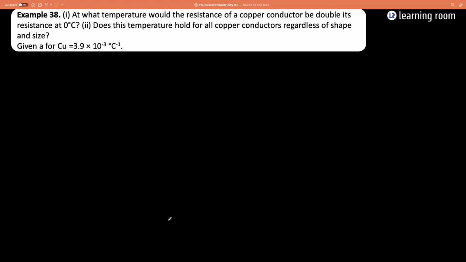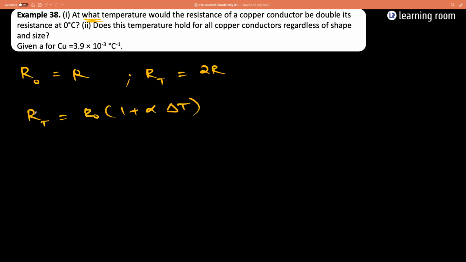Okay. So at what temperature would the resistance of the copper conductor be double its resistance at 0 degrees Celsius? So resistance at 0, if I call it R, resistance at T, if I call it 2R, right? Then I will write R_T is equal to R naught into 1 plus alpha into delta T. So R_T is 2R is equal to R into 1 plus alpha into delta T, and delta T is T final minus 0.